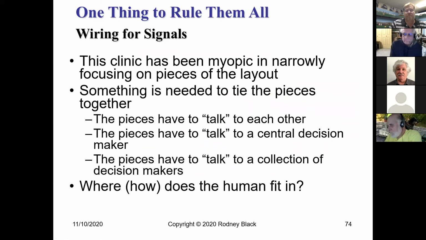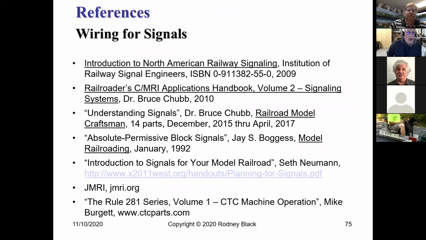So wrapping up, I've been very, very myopic in this talk, looking at the hardware and how things are wired together. You need something that ties the pieces together so that they talk to each other, they make the decisions about what the signal should be, when switches are unlocked, when they move, that kind of stuff. And finally, the big one, of course, is where and how the human fits in. I'll drop off some references that you can look at. And with that, I guess I'm ready to take questions.